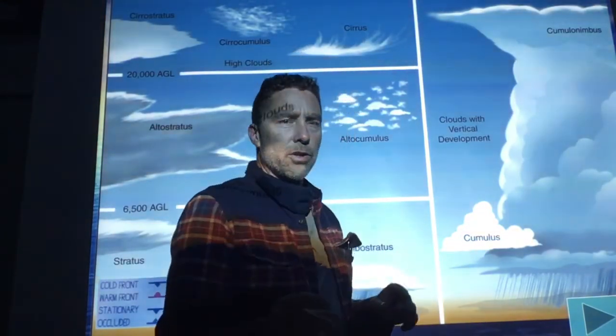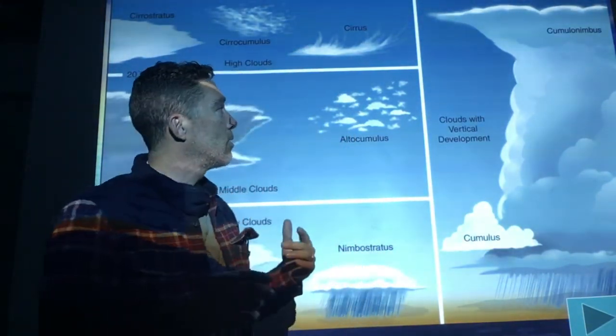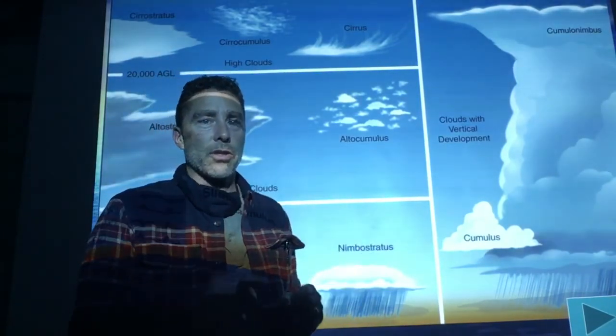We have a project for you to use cotton balls and make your own cloud project. So look for that.